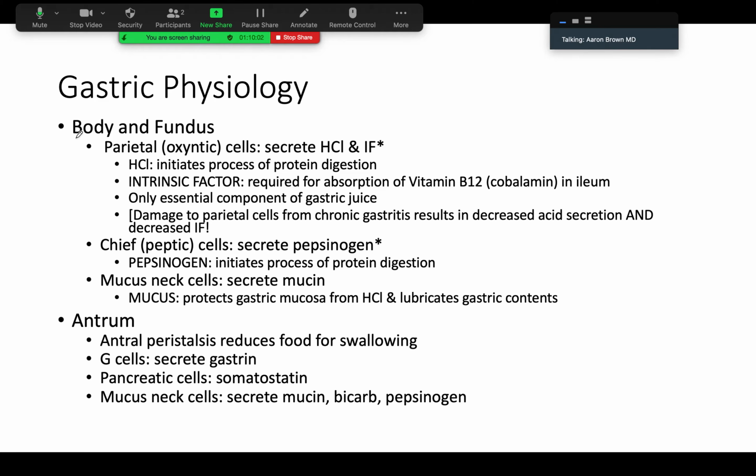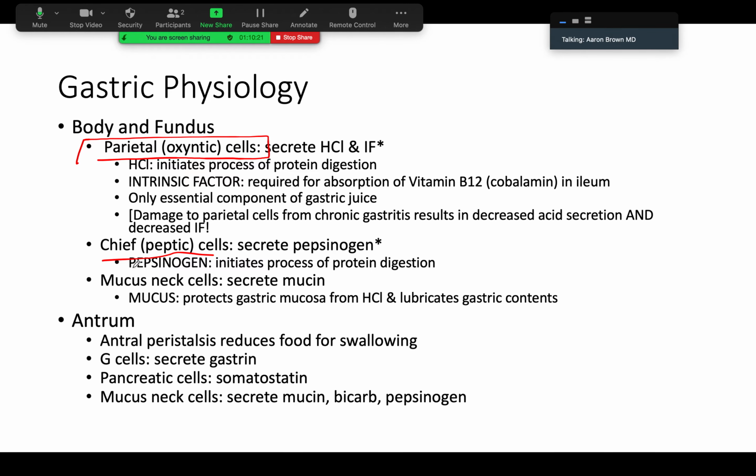So great. In terms of the stomach, the parietal cells are the most important cells of the stomach. You have these other cells called chief cells. These are the cells that think they're hot stuff. They're saying, I'm the chief, I'm all that. The truth is they're not terribly important at all.